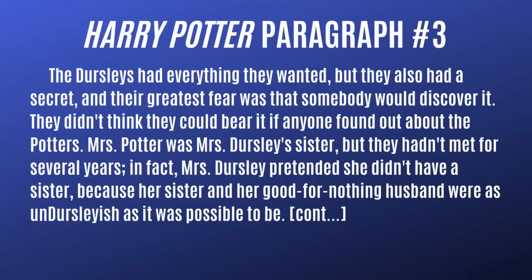Then the third paragraph is where things get juicy. There are secrets and fears, and they hope nobody finds out about the Potters. This makes the reader curious about the Potters, but instead of giving us a direct answer about who they are, which would ruin the mystery and the fun, the story signals that the Potters are the opposite of the Dursleys. And this can be a great way to introduce characters, by just signaling or showing the opposite type of person.